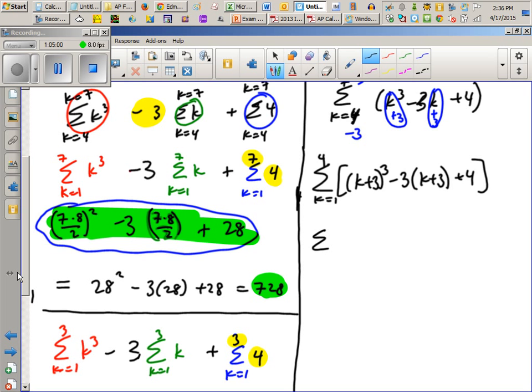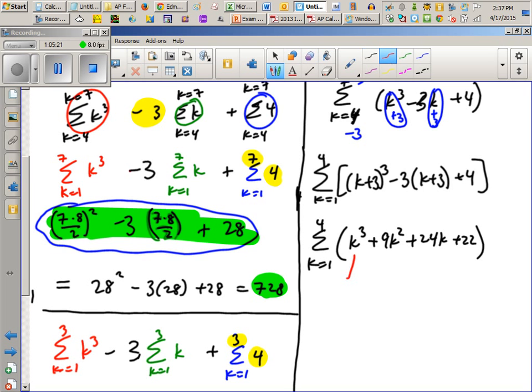So k equals 1 to 4, and then there's a k cubed. After lots of work and collecting, I got basically a 9k squared. I have a 24k and a 22. That was kind of a lot of work to get that. I skipped the steps for you. And then now you're going to find the formulas for each.